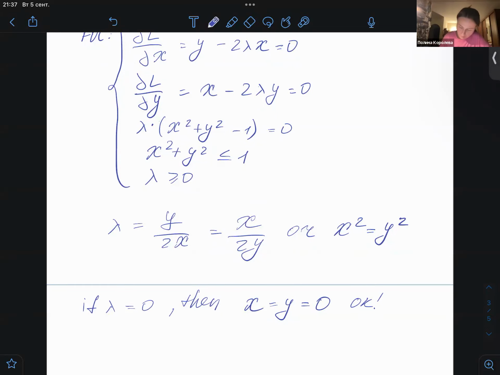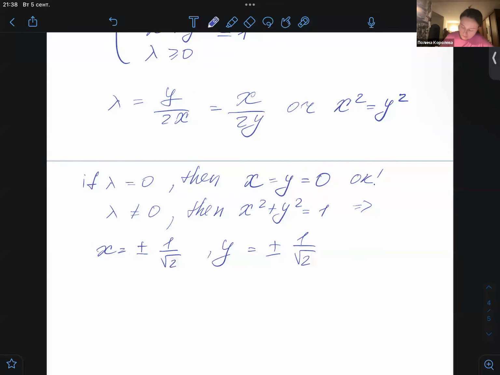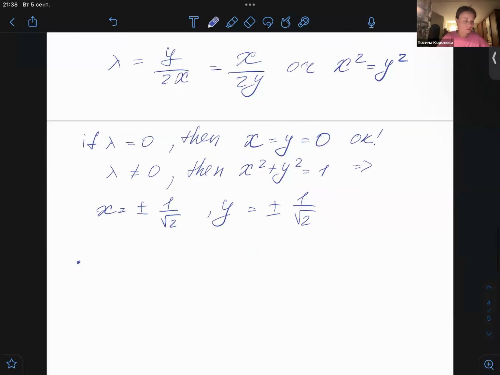But what if the Lagrange multiplier is not equal to 0? Then we work on the boundary, x squared plus y squared equals 1. And from here we will find four points. x will be equal to plus or minus 1 over square root of 2, and y equals plus or minus 1 over square root of 2. That means that when we maximize our Lagrange function, we will have 4 points. Let's write them down. We will not be lazy. Here x equals 1 over square root of 2, y the same. And also we should write down the Lagrange multiplier. In this case, it is y over 2x, and it is 1/2.